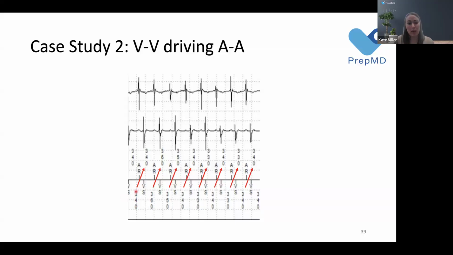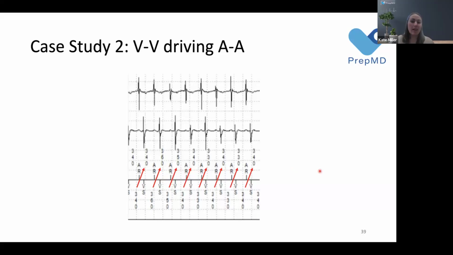So if we look at our cycle lengths, and this is something I like to see on Medtronic because it gives you your A and your V cycle lengths, you can see the V to V interval at the beginning, 340, the next A to A interval, also 340. Okay, the next V to V interval is 360, driving the next atrial interval of 360. So you can see that in this strip. Every time there's a slight variation in the ventricular cycle length, it also drives the variation in your atrial cycle length.